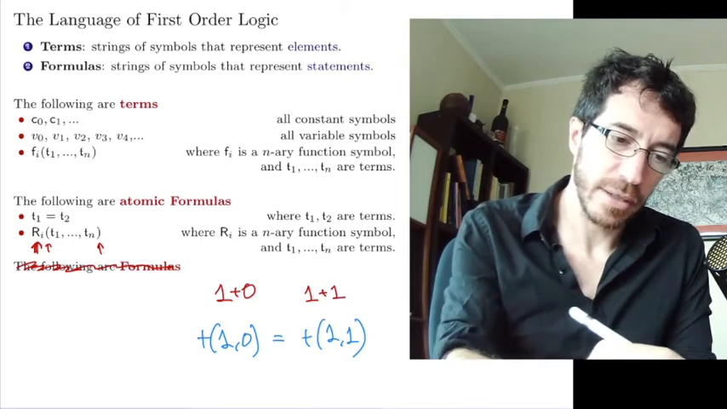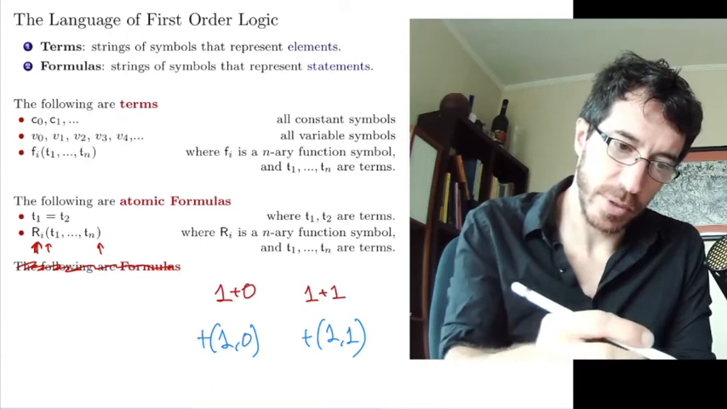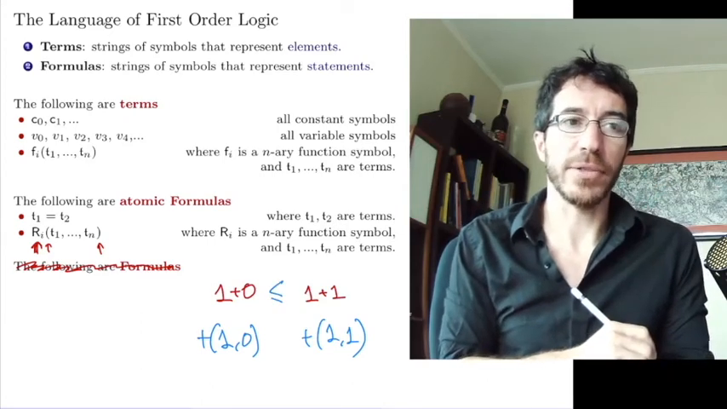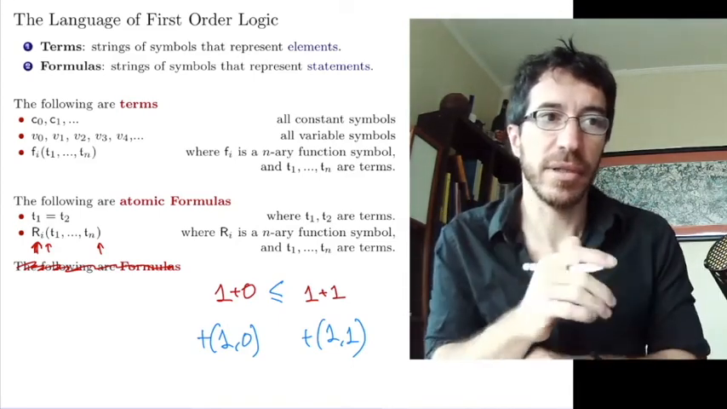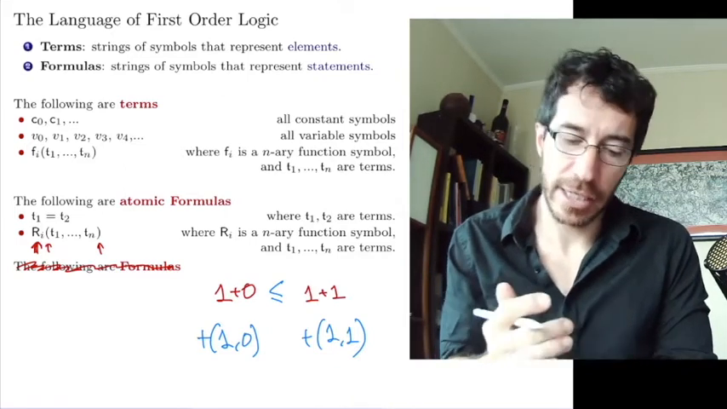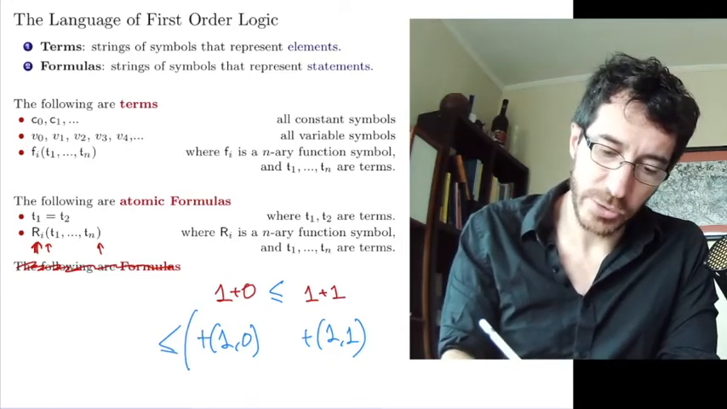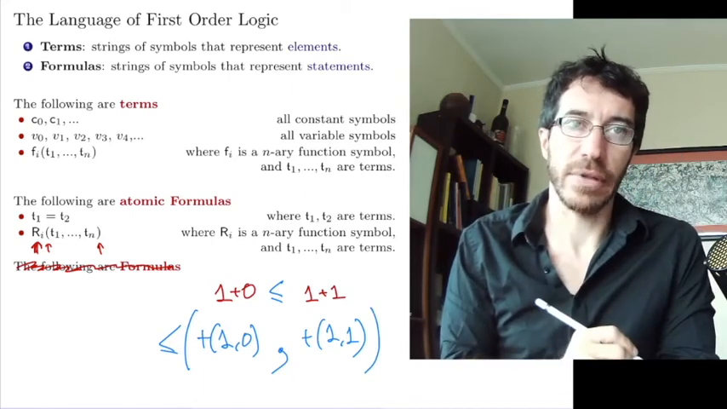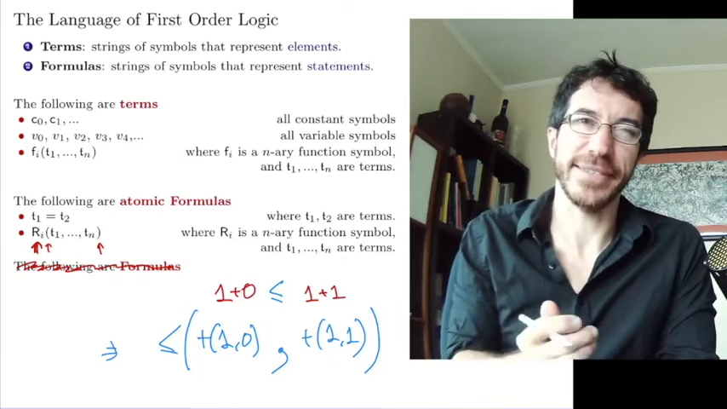Or instead, we could apply a relation symbol. For instance, we could write 1 minus 1 less than or equal 1 plus 1, right? And now we have a statement. This is 1 minus 1 less than or equal 1 plus 1. The right way of writing this again would be, according to this notation, less than or equal applied to these two terms, first term and second term. So the bottom one is the formal way of doing it, but it's not the nice way.